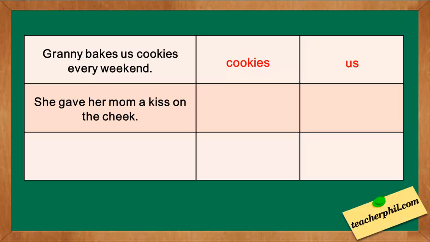The fourth one, she gave her mom a kiss on the cheek. The direct object in this sentence is kiss. And the indirect object is, of course, her mom.